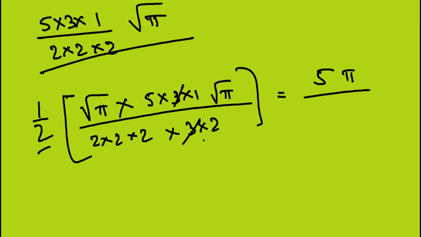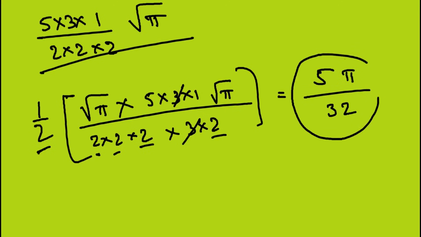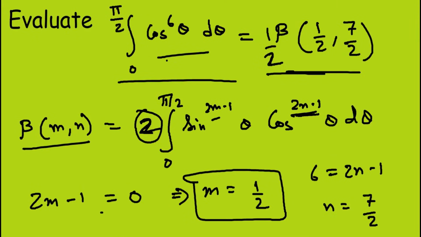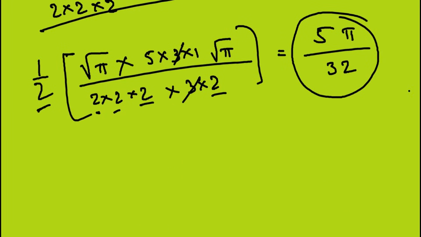So we have 2 to the power 5. What is 2 to the power 5? Nothing but 32. So 5 pi by 32. So the value of this expression, the integral from 0 to pi by 2 of cos^6 theta d theta, is nothing but 5 pi by 32.